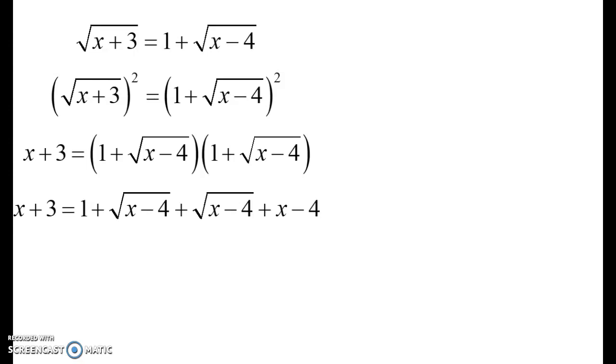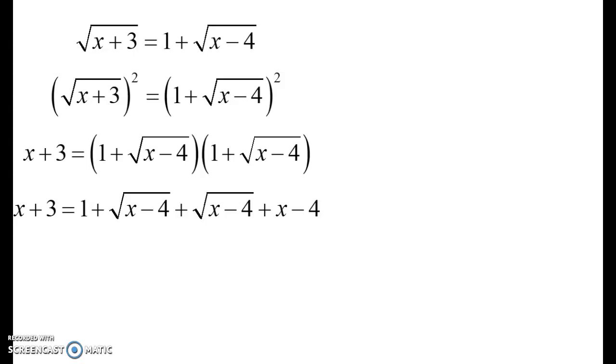So you'll notice that 1 times 1 is 1. 1 times the square root of x minus 4 is the square root of x minus 4. Then you have the square root of x minus 4 times 1, which also gives you the square root of x minus 4. And then when you do the square root of x minus 4 times the square root of x minus 4, the square roots cancel themselves out. It's like saying that you're going to take a square root and square it. It's the same idea. So that means you have just what's inside the square root left over. So that's why the x minus 4 is at the end. That was a lot of stuff.